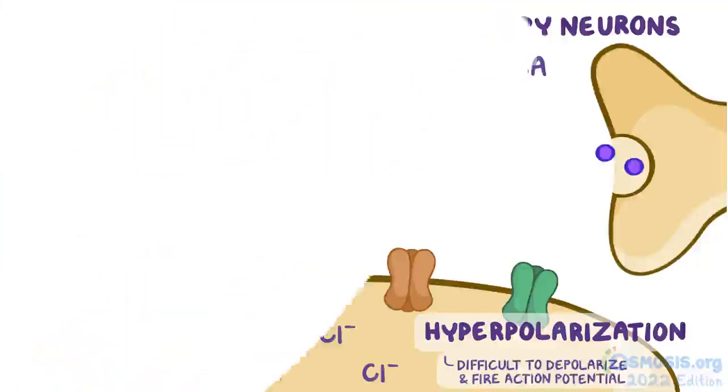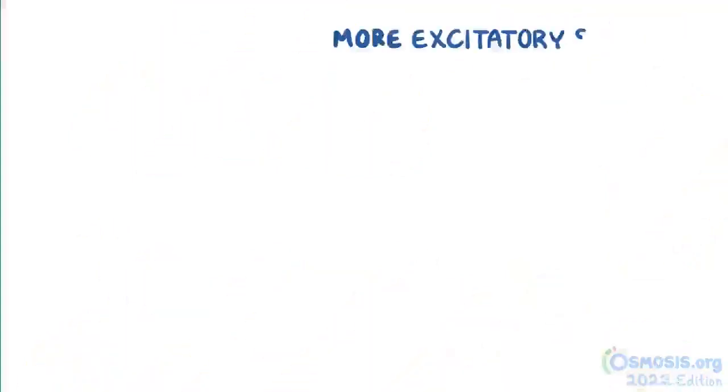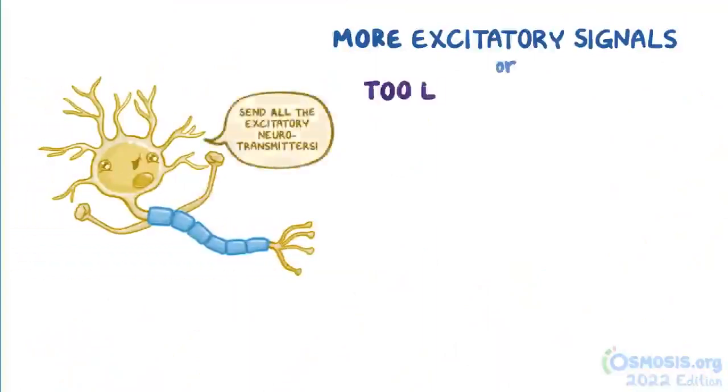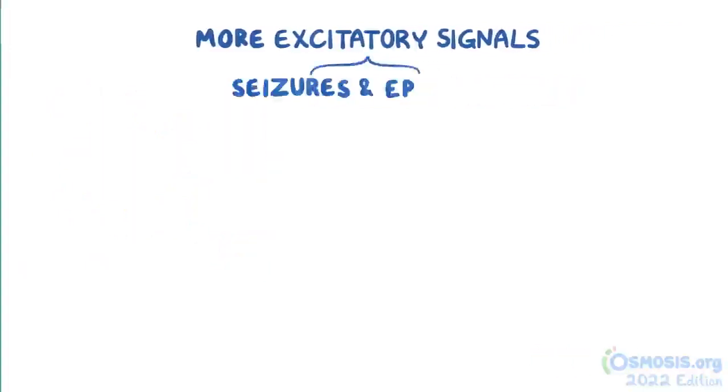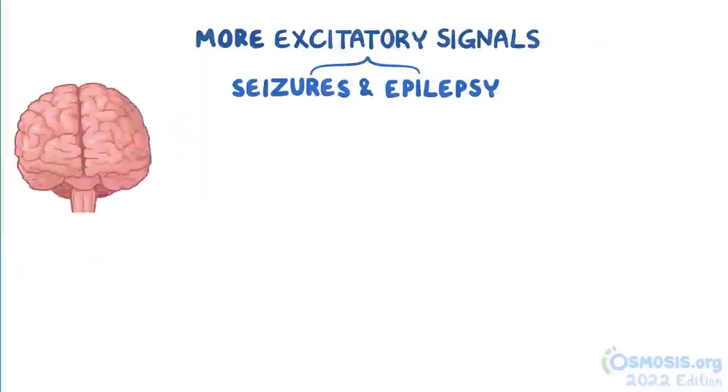Alright, now there are cases where neurons in the brain start sending out more excitatory signals than normal. This can happen due to either too much excitation or too little inhibition in the brain. Excessive excitatory signals can cause a variety of disorders like seizures and epilepsy. Seizures are categorized based on the region of the brain that's affected. When it's limited to one hemisphere or a single lobe, we call it a focal or partial seizure.